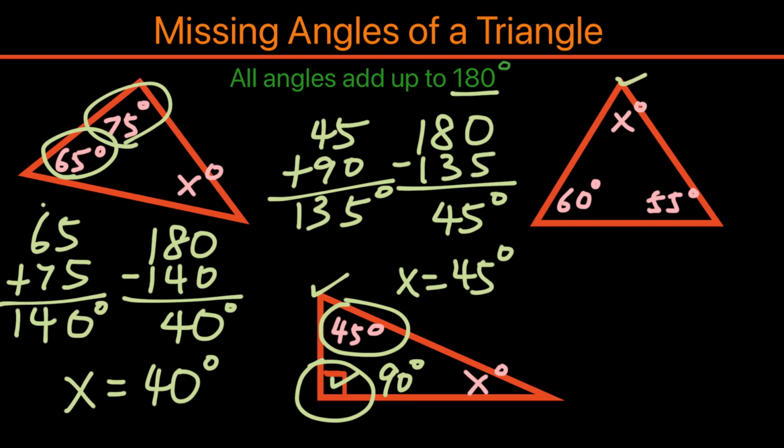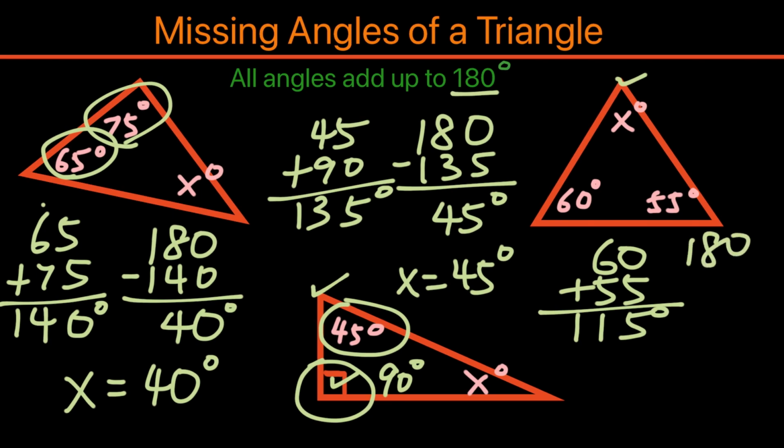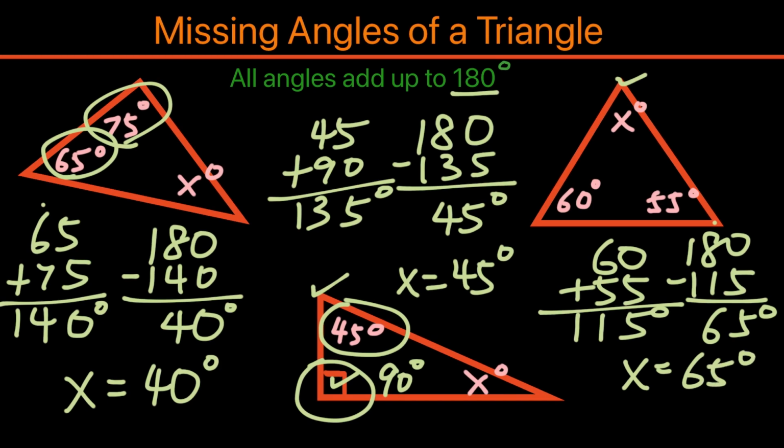Now for the last example here, we have 60 and 55. So we'll take 60 plus 55. That will give us 115 degrees. Then we'll take 180 minus 115, and our answer comes out to 65 degrees. So the x in this case would be 65 degrees.